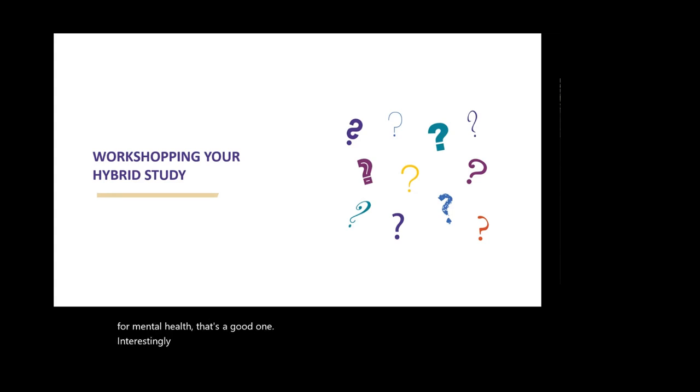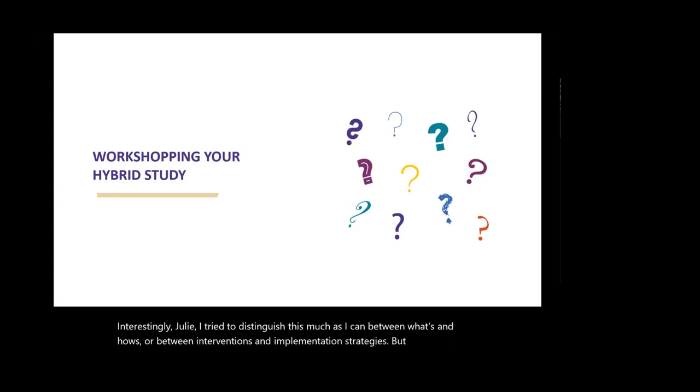Interestingly, Julie, I've tried to distinguish as much as I can between what's and how's, or between interventions and implementation strategies, but programs, one of the seven P's, are interventions, but programs, unlike say clinical interventions, tend to blend a little bit of what's and how's. Like the collaborative care model is not just about what's being delivered, but the particular model or who delivers what and how they work together. But we can still focus on collaborative care for mental health as the thing we want to see implemented. And that's really a great question to focus on. How can we get collaborative care for mental health implemented and implemented well in settings?